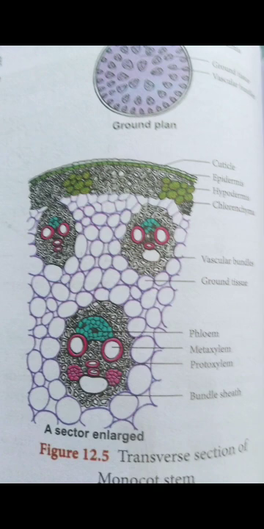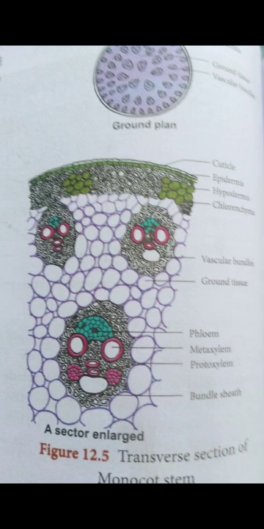Then hypodermis. Hypodermis is made up of a few layers of sclerenchyma cells interrupted by collenchyma cells. Okay, so the sclerenchyma provides mechanical support to the plant.